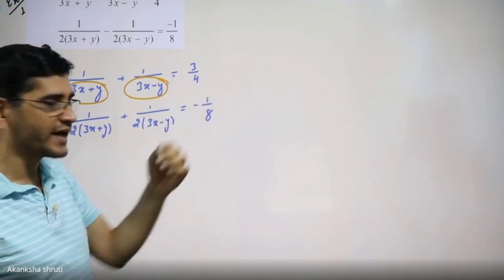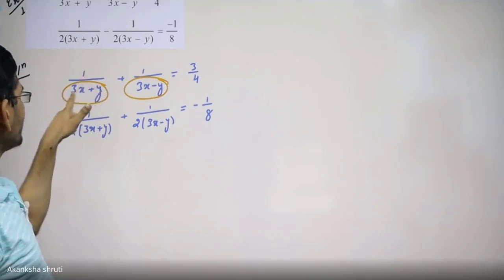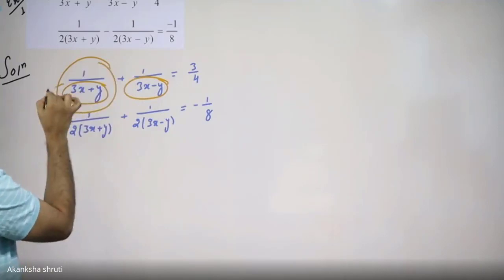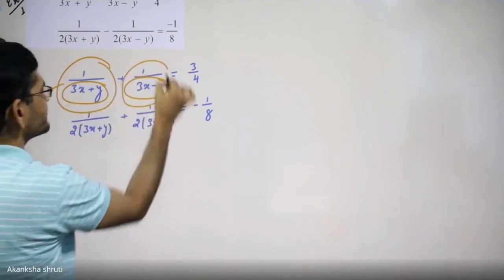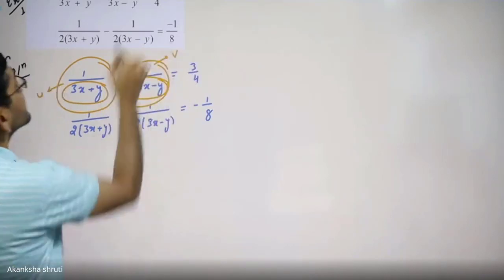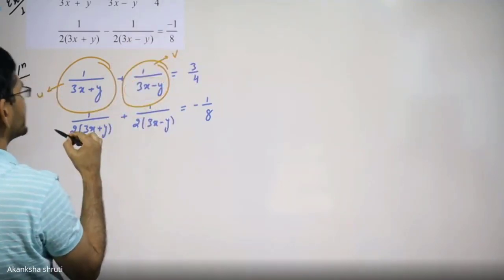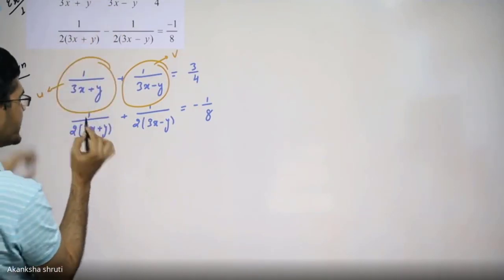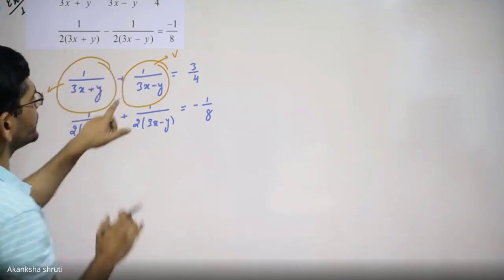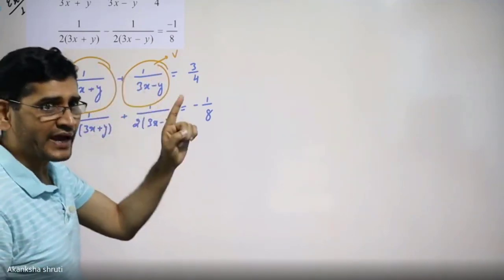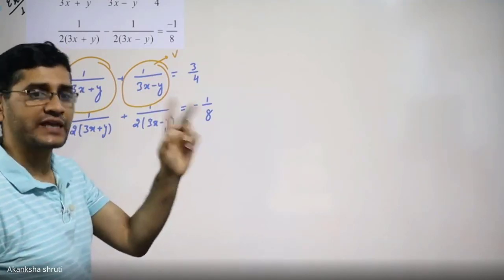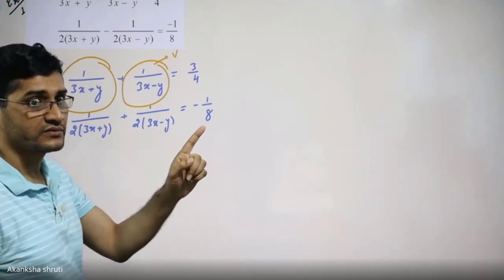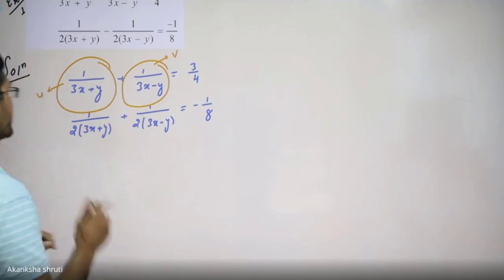So rather than doing that, if we assume 1 by 3x plus y itself, this much itself as a new variable u, and this itself as a new variable v, then that will simplify the calculation. In this case, coming to the second equation, whatever assumption we make in the first equation, the same kind of substitution must be available in the second equation. Then only your substitution is correct. Otherwise, you cannot solve these two equations. So keep in mind.